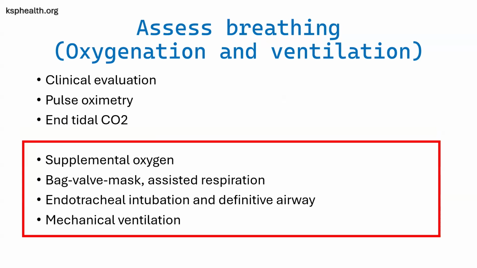Once the airway is established, make sure the patient has adequate breathing by checking pulse oximetry and, if you have it, end-tidal CO2 or rapid blood gas. If the patient is hypoxemic, give supplemental oxygen. Even before hooking up the pulse ox, giving supplemental oxygen is a good way to proceed, and bag and mask ventilation with assisted respiration if the patient is not breathing adequately. Endotracheal intubation and a definitive airway need to be done if the patient is not responding to initial measures, and finally mechanical ventilation.